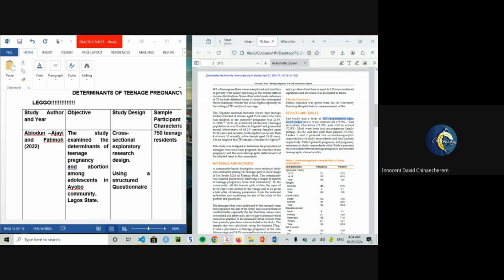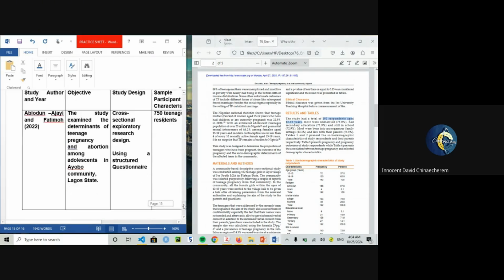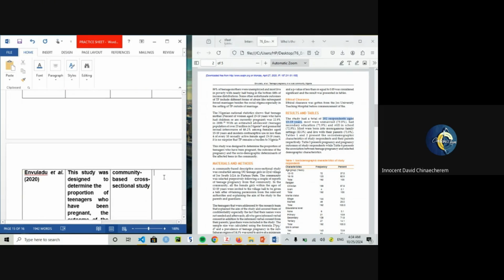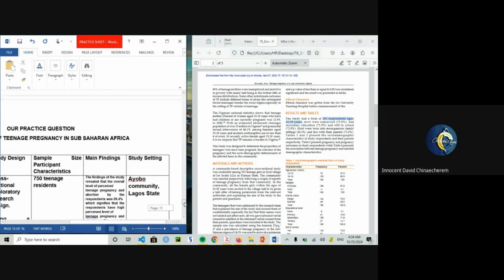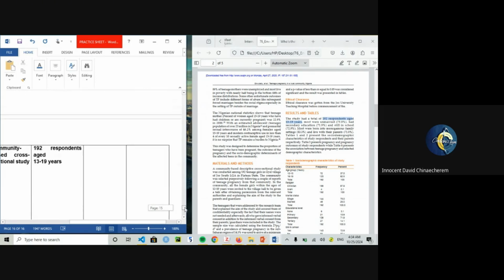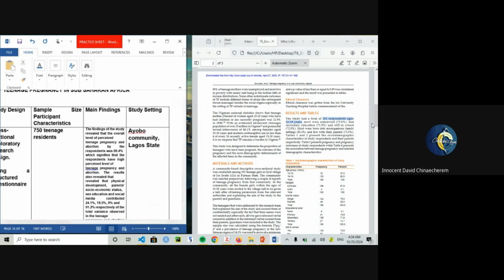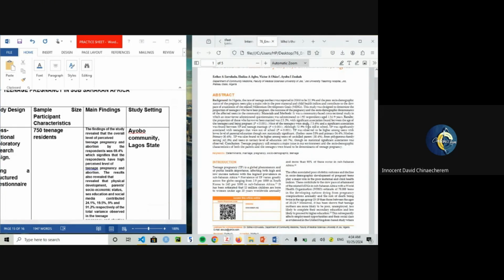Okay, so pick that, come down, go to our data extraction form, put that in. Right? Cool. So that's 192 respondents each. The next domain that we're interested in is, okay, we've gotten the sample size, so we need the main findings. Can everybody get the summary of that quickly from our abstract with the data?